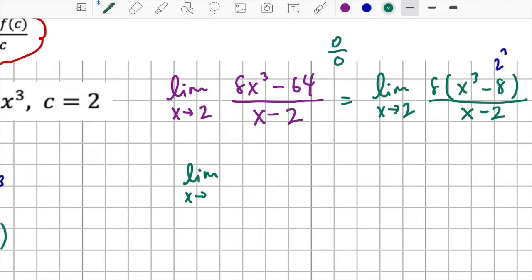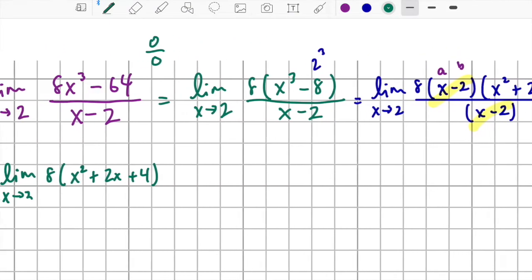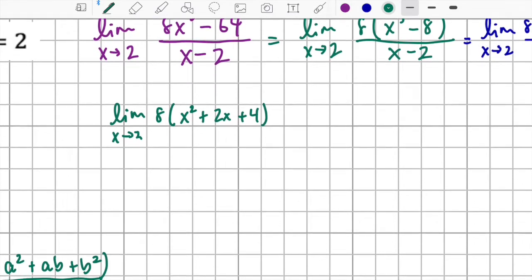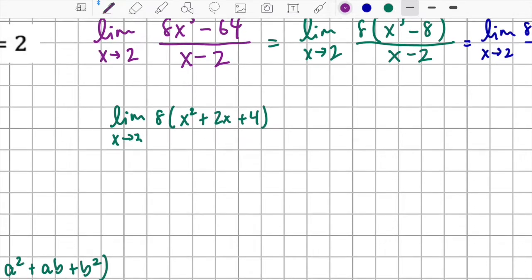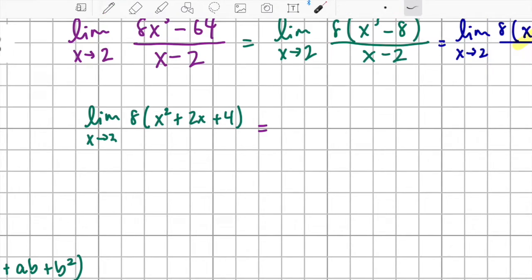Limit as x approaches 2 of 8 times (x squared plus 2x plus 4). Let me double check. x squared plus 2x plus 4. Yes. Now here comes the easy part. Plug in. We're going to get this 2.